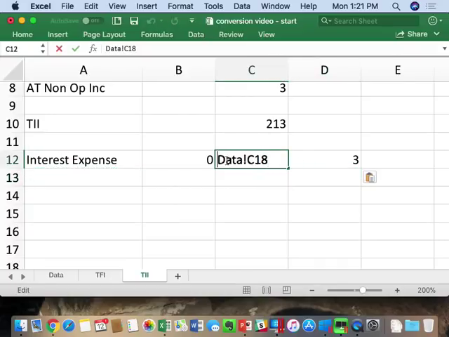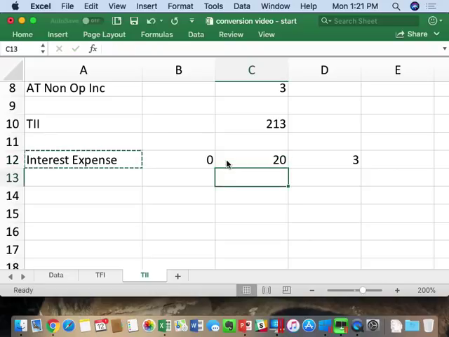I can only tell you that this is something you'll have to use your common sense on, because different statements give it to you in different formats. And you have to think about what the number should be doing, and you come up with the sign on this reorganized statement. Okay, so that's our interest expense.